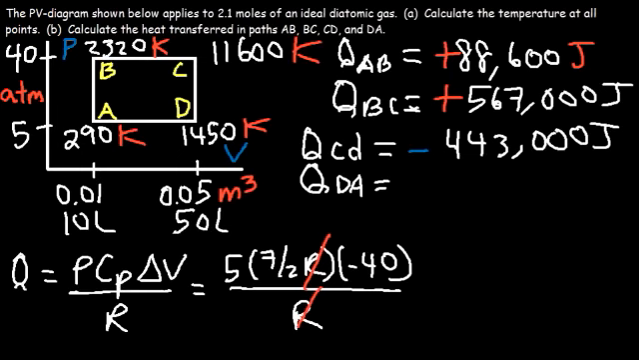So as you can see, whenever you go up and to the right, Q is positive. When you go down and towards the left, Q is negative. And you can tell by the change in temperature. To increase the temperature, typically you have to put heat into the system. And to decrease the temperature from 11,000 to 1450, you have to remove heat from the system.